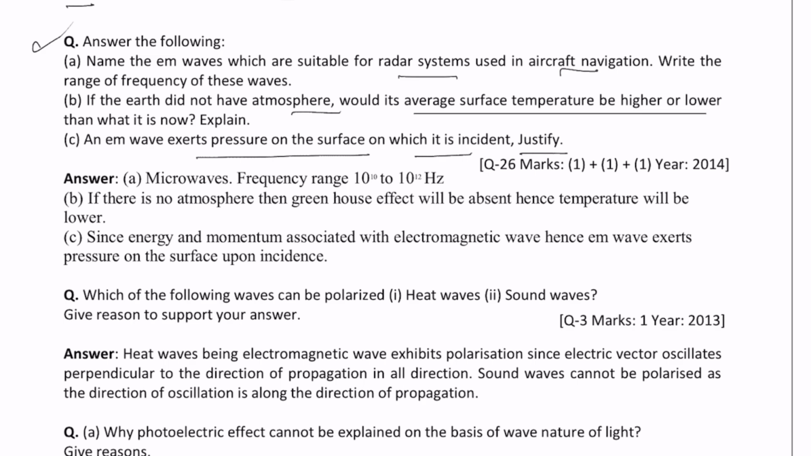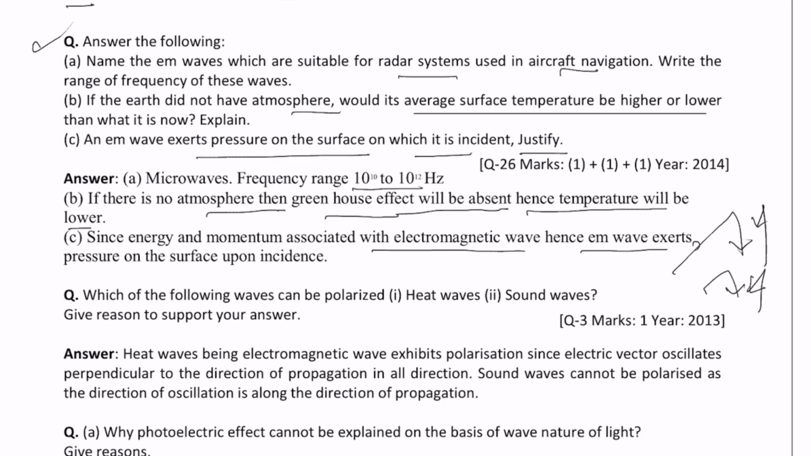You have to justify. So microwave frequency is in this range, 10 to the power 10 to 10 to the power 12 hertz. If there is no atmosphere, then the greenhouse effect will be absent, because of the greenhouse these waves get reflected back. So hence the temperature will be lower because no more reflection comes back to Earth. Now, since energy and momentum are associated with an electromagnetic wave, hence an electromagnetic wave exerts pressure on the surface upon which it is incident. Okay, because it has momentum, it has energy.